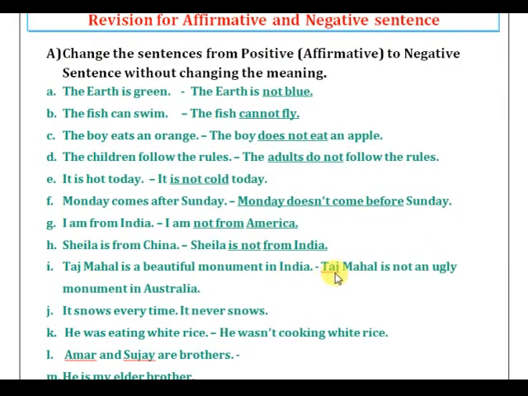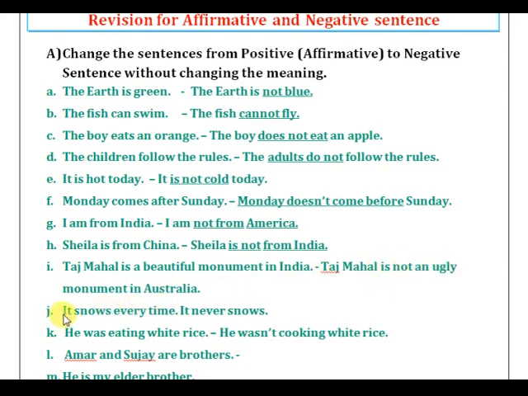So the next is Taj Mahal is not an ugly monument in Australia. Is this the opposite? Yes, it is. I have changed two things here. The first is I have found out the opposite of beautiful, that is ugly. And I have also changed the word from India to Australia. So Taj Mahal is not an ugly monument in Australia. So the statement is Taj Mahal is a beautiful monument in India. As you can clearly see, only the structure has been changed, not the meaning.